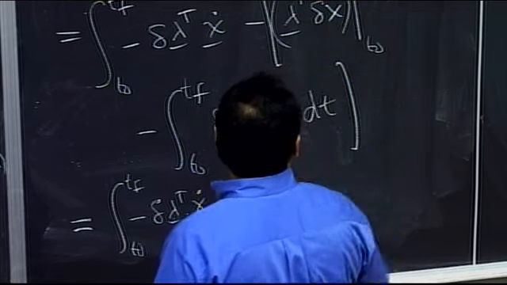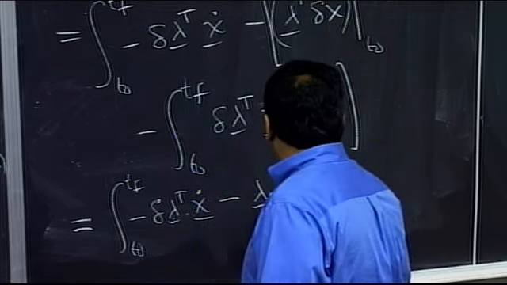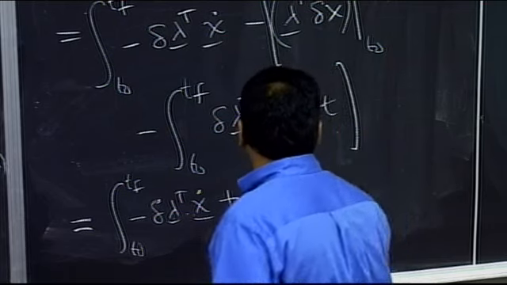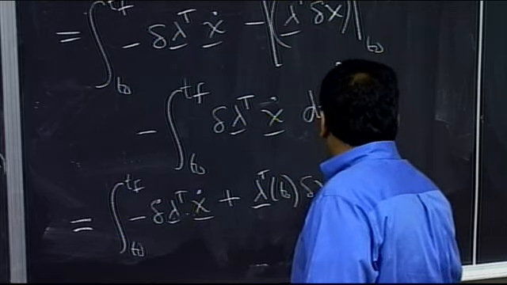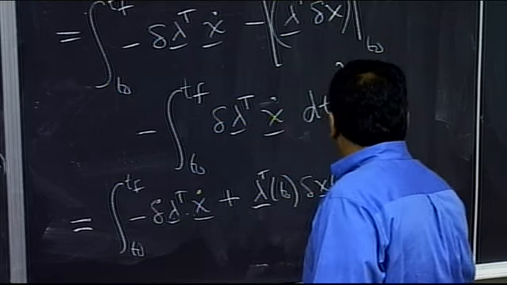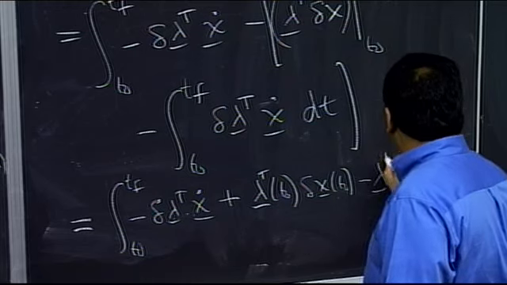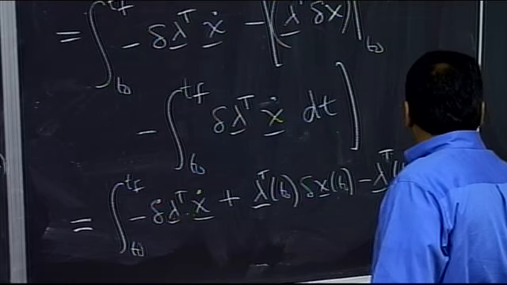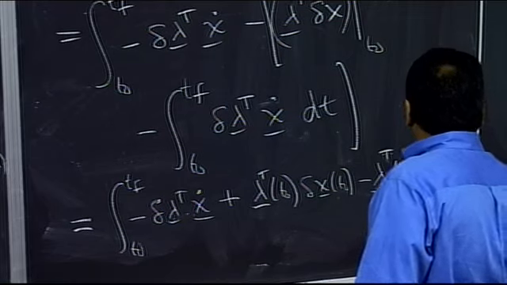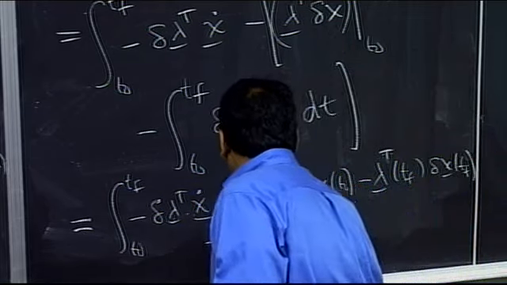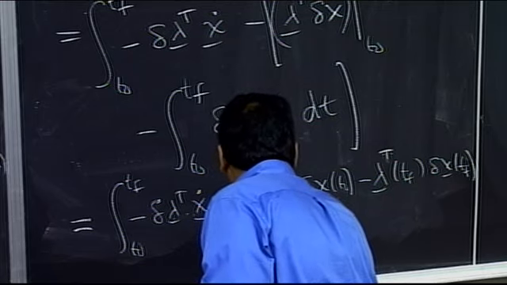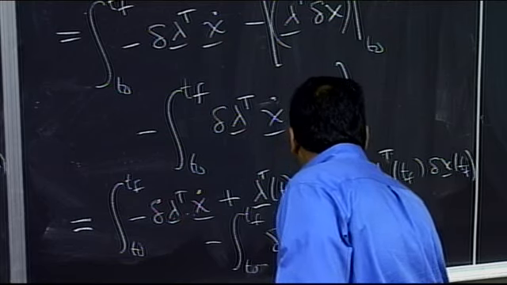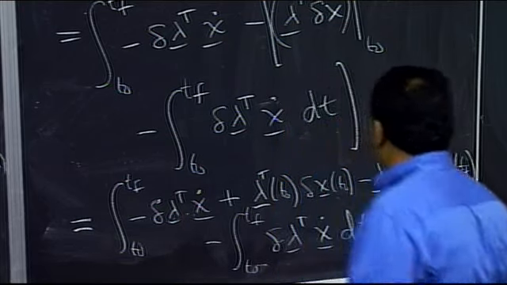Now, if you flip the signs on this, you get lambda transpose at t0, or plus lambda transpose at t0, times the variation in x at t0. And then I've got minus lambda transpose at tf times the variation in x at tf. That takes care of those two terms. Minus the integral from t0 to tf of variation in lambda transpose times x dot dt.